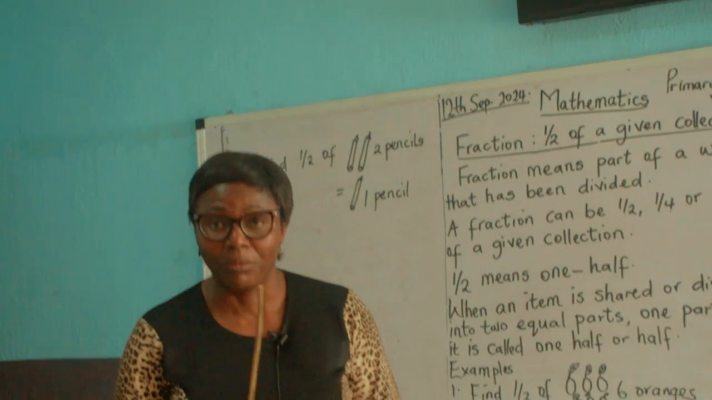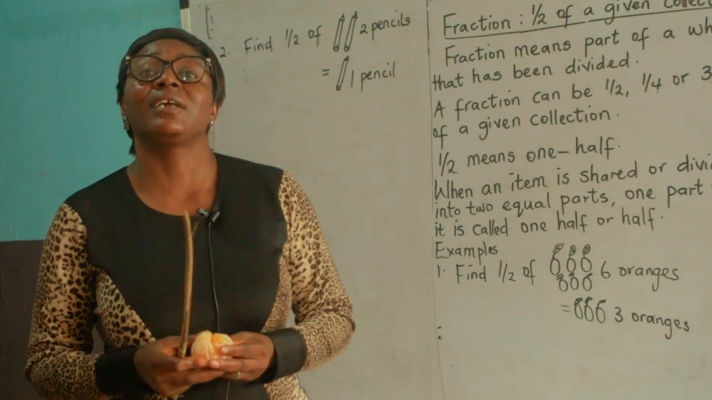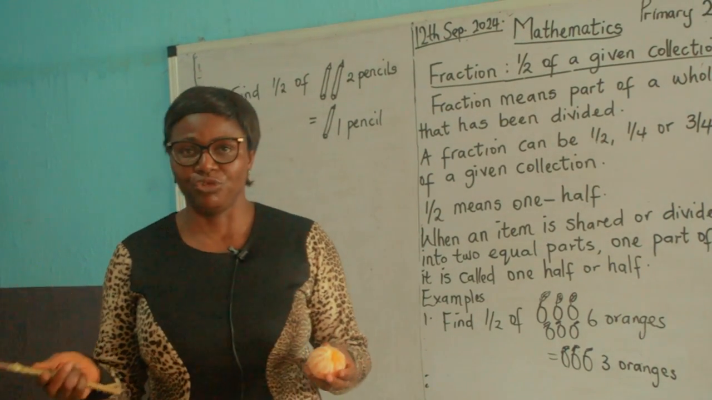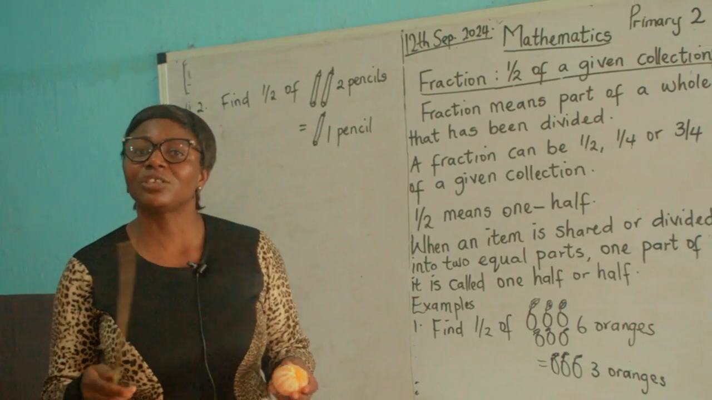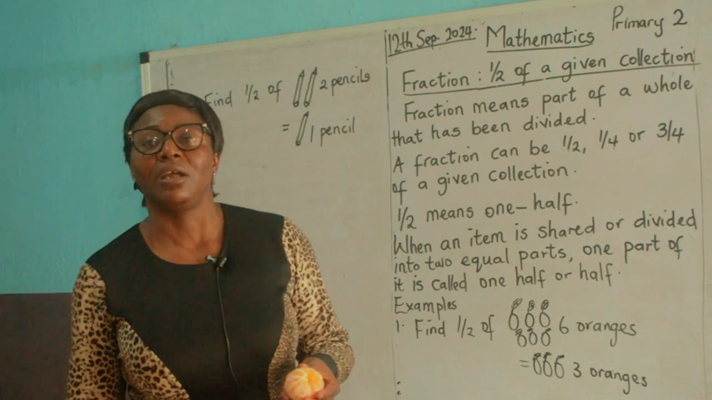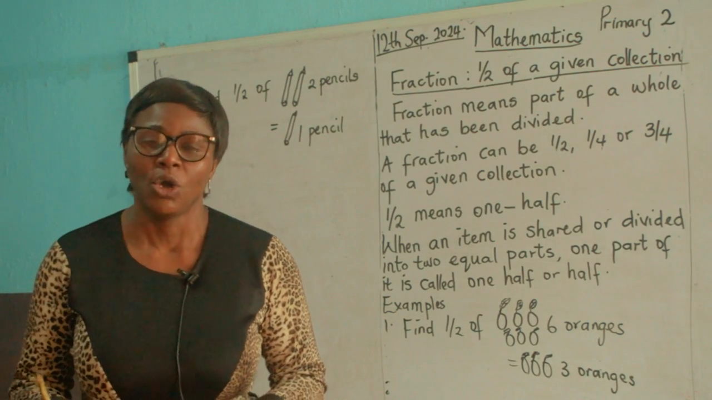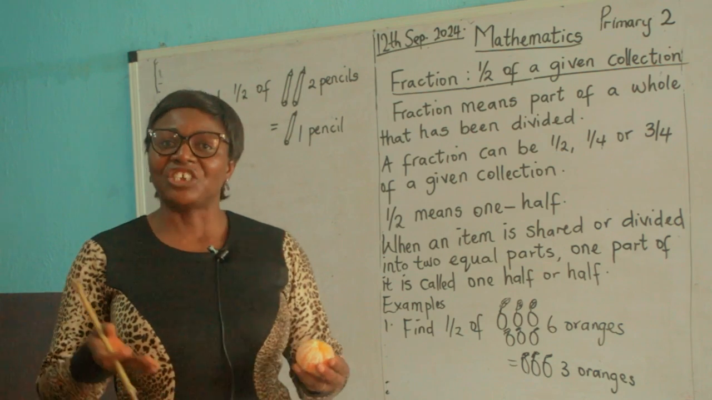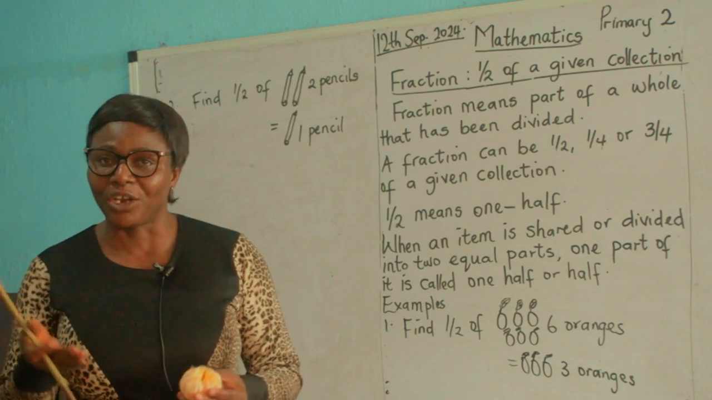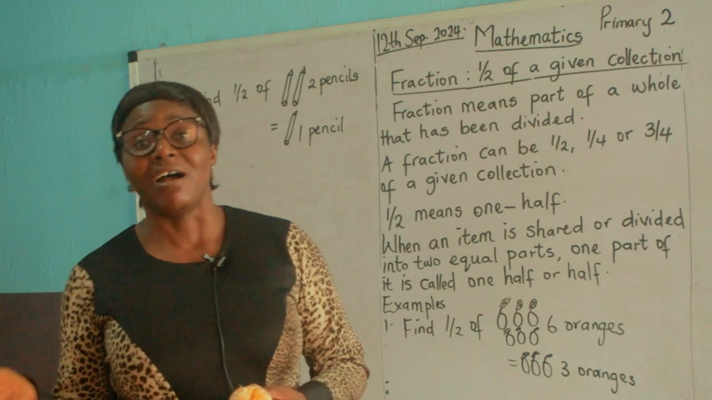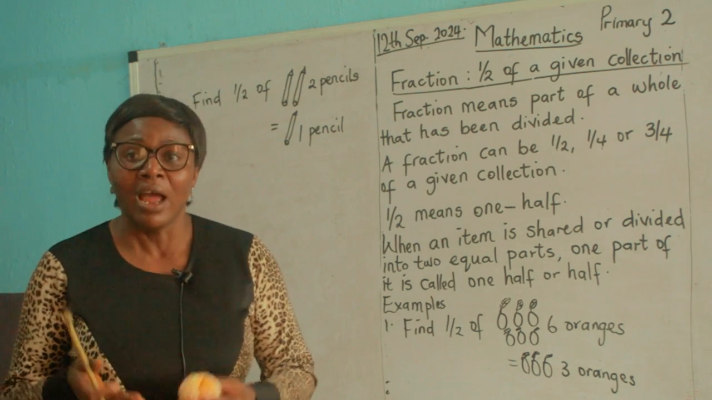Sometimes in our home, mommy decides to share just one orange for two children. You cannot start sucking and give to the other person. You rather want to share the orange into two equal parts. When you get a knife and divide the orange into two equal parts, one part of it becomes half or 1/2.